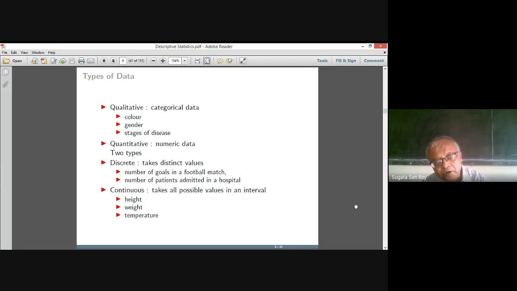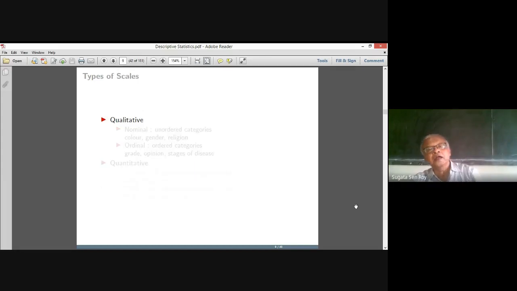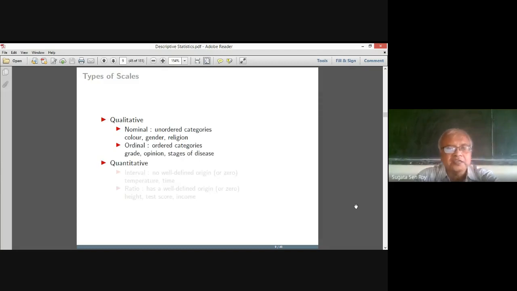But more importantly, you need to be careful about what qualitative and quantitative data are, because usually in statistics, quantitative data are easier to handle because these are numbers, and numbers are generally easier to handle than groups. Now, we have types of scales again for qualitative and quantitative. For qualitative, we have what is referred to as nominal scales, which are unordered categories, like color, gender, religion, and things like that.